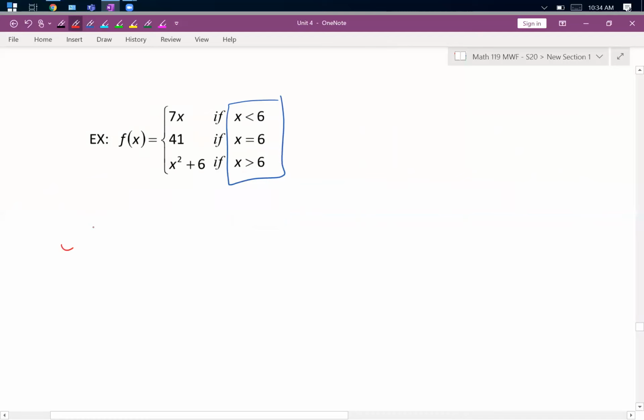So let's do the limit as x approaches 6 from the left of 7x, we're just going to plug in our 6.